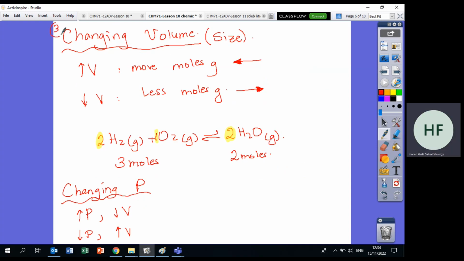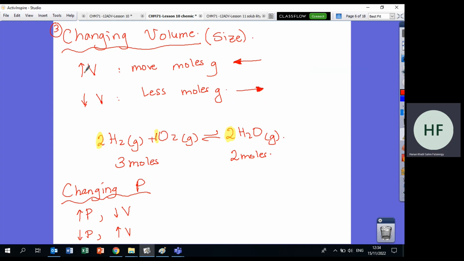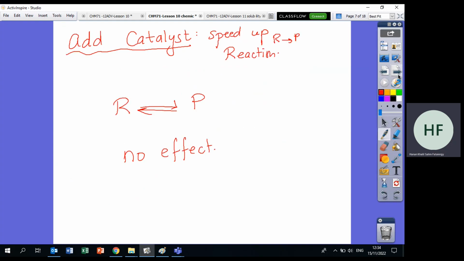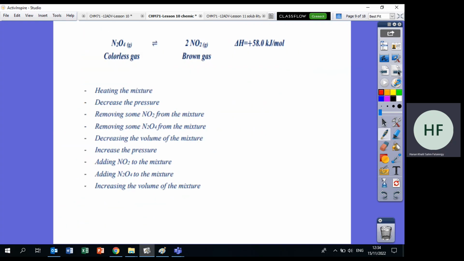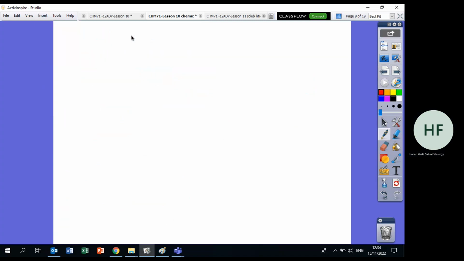Now the third thing that disturbs equilibrium is changing volume. And we said in changing volume, more moles, less volume, less moles. Okay, now changing pressure also disturbs the equilibrium. More pressure, less volume, less pressure, more volume. Okay. Now the last thing, catalyst, we said it has no effect on equilibrium because it will speed up the forward and the backward reaction, so the result will be no effect. Okay, so let me give you a practice.